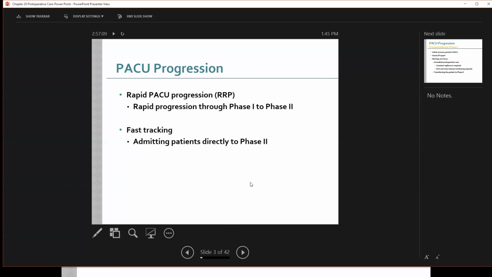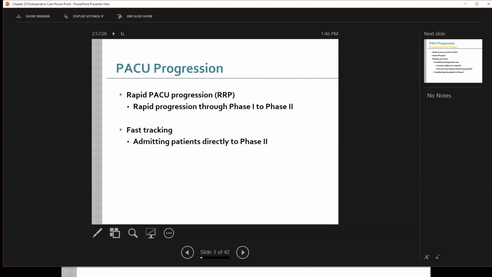Three phases of post-anesthesia care include phase 1, phase 2, and extended observation, which provide different levels of care depending on the patient's needs. Patients move through the levels of care depending on their condition and the type of anesthesia they received. Rapid PACU progression, or RPP: if a patient is doing really well, the patient may go rapidly through phase 1 to phase 2 and into an inpatient unit. Fast tracking is another accelerated system of care which involves admitting ambulatory surgery patients directly to phase 2 care. These types of programs are used to facilitate patient recovery and are specific to each surgical procedure.